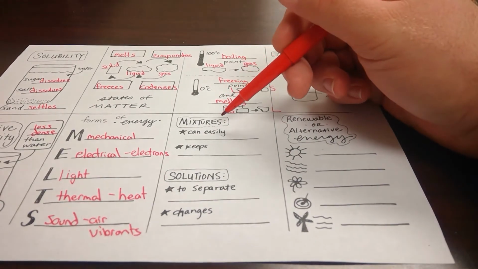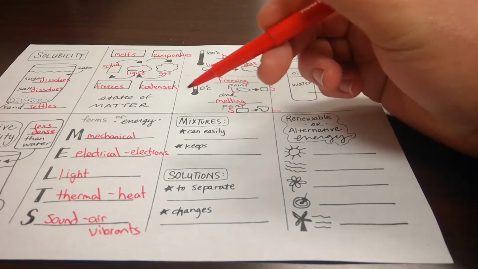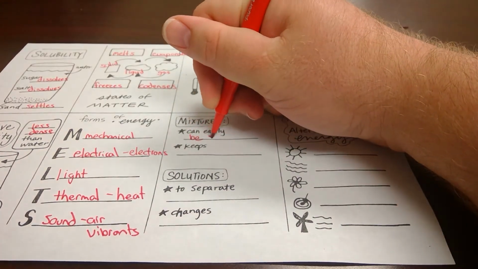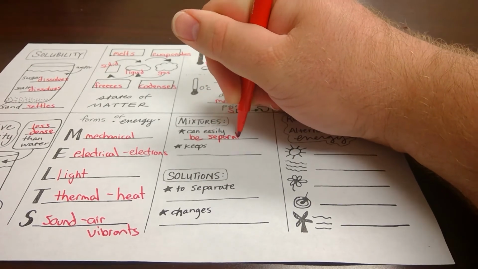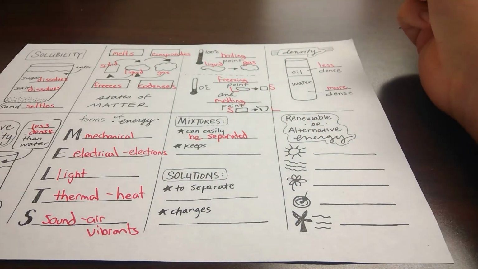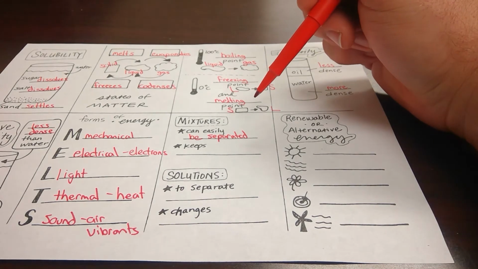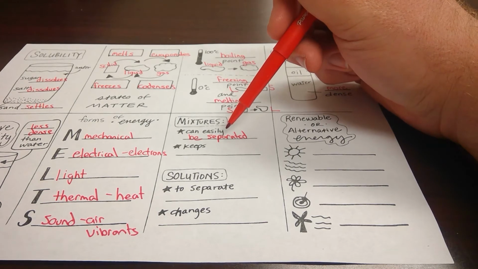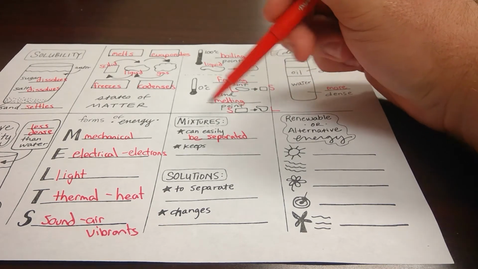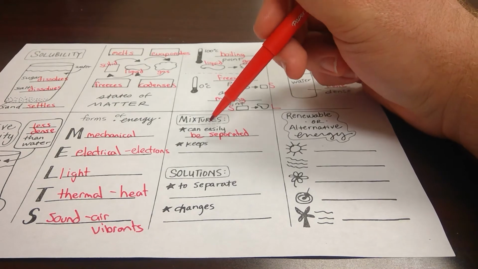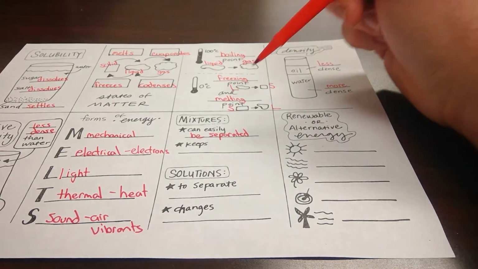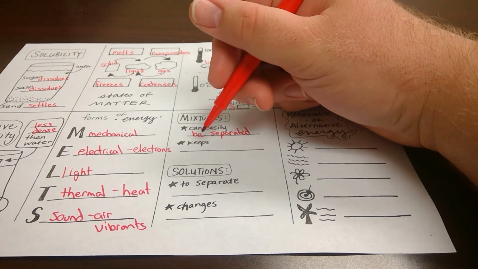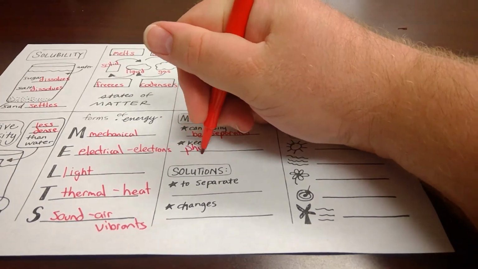Moving on, almost finished, mixtures. We've got mixtures versus solutions. Mixtures can easily be separated. So if I have a bowl of cereal, I can easily separate my Lucky Charms marshmallows from the other grain pieces, whatever that is, the cardboard. When we have a mixture and we put those things back together, it's in its mixture form. It's going to keep its physical properties.